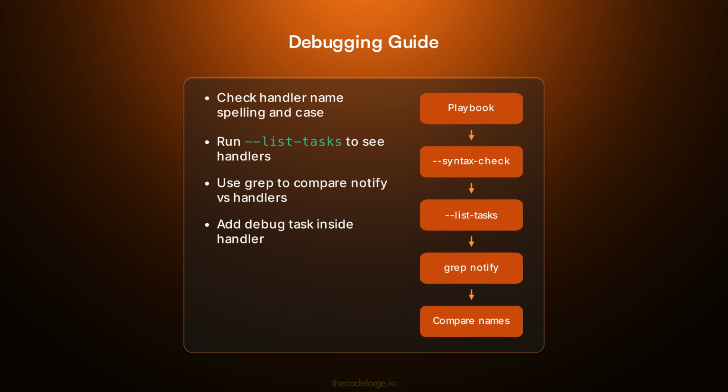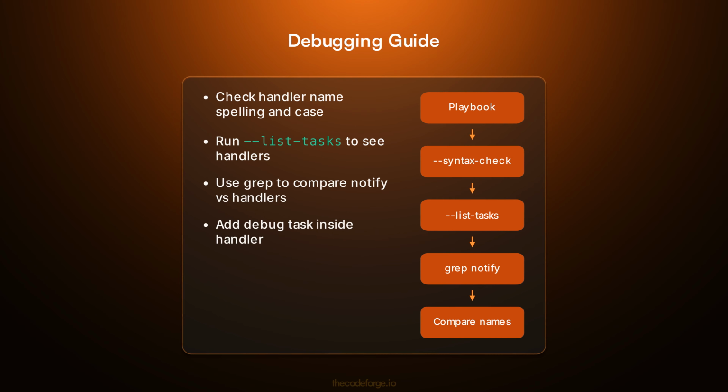To diagnose handler issues, first check exact handler name spelling and case. Run ansible-playbook --list-tasks to see the full task list, including handlers. Use grep notify playbook.yml and compare every notify value character by character against the handler names. If you need to confirm a handler is being reached, add a debug task inside the handler block.